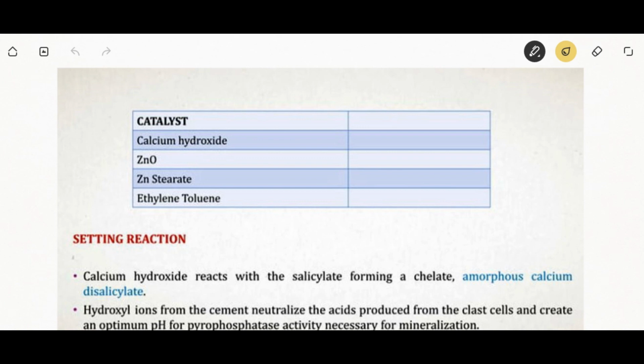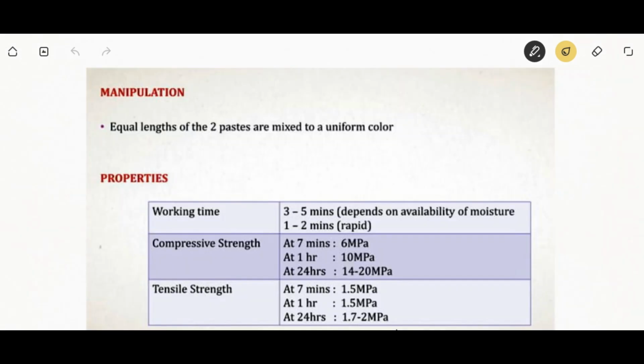So the setting reaction involves the calcium hydroxide that reacts with the salicylate, forming a chelate, that is amorphous calcium disalicylate. The hydroxyl ions from the cement will neutralize the acid produced from the glass cells and create an optimal pH for pyrophosphatase activity that is necessary for the mineralization.